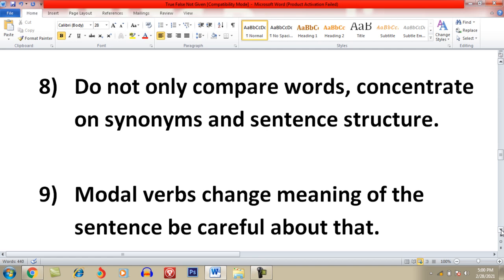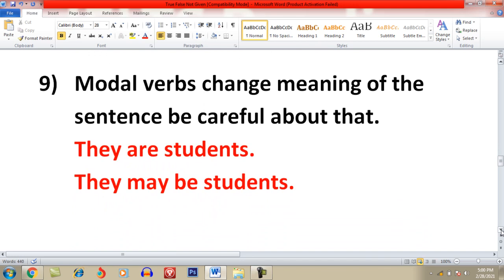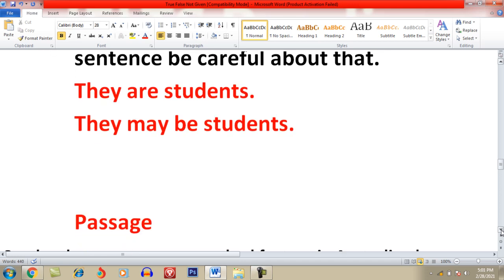Modal words change the meaning of the sentence. Be very careful about that. For example, "they are students" and "they may be students." Now these two statements are totally different, so try to concentrate whenever you are comparing a question with the paragraph. If you get a modal verb in the question and there is a helping word in the paragraph, the meaning will be totally changed. So be careful about that.